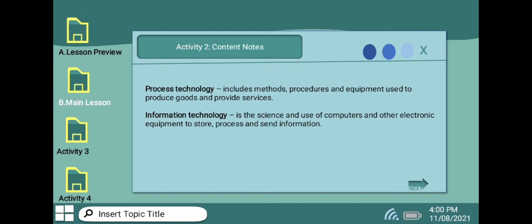And the last one is information technology. It's the science of using computers and other electronic equipment to store, process, and send information. This means using a computer for collecting, storing, or manipulating any information. At kung di nyo alam, this is also a business sector that deals with computing including hardware, software, telecommunication, and generally anything involved in transmittal of information.